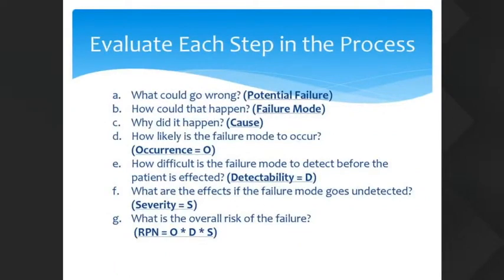Next, we need to identify all the potential failures by their failure modes and causes. What could go wrong is the potential failure. How could that happen is the failure mode, but why did it happen is the cause. And we assigned 3 different values, 1 for occurrence, 1 for detectability, 1 for severity. By multiplying these numbers out, the product is called the RPN number, or the risk priority number.